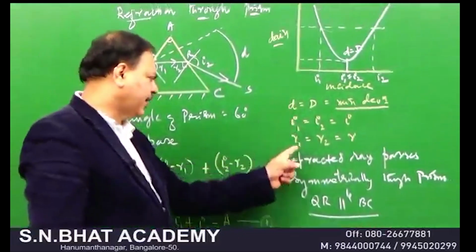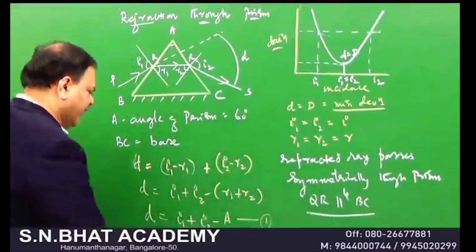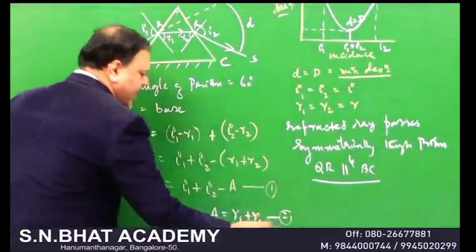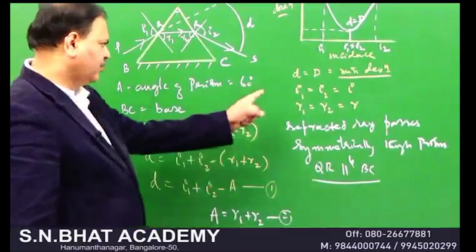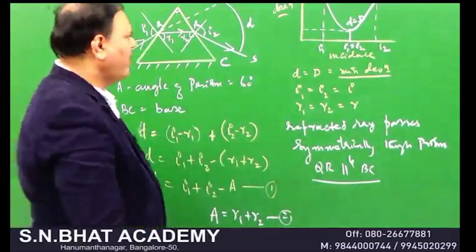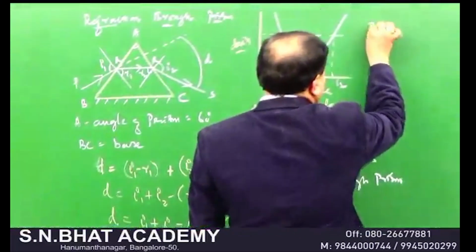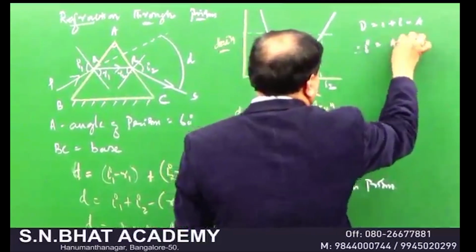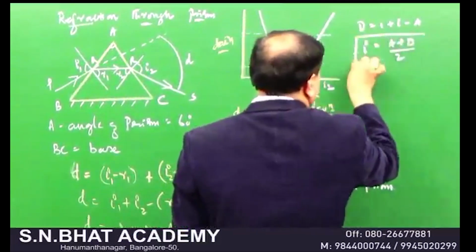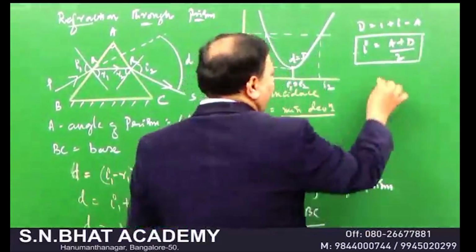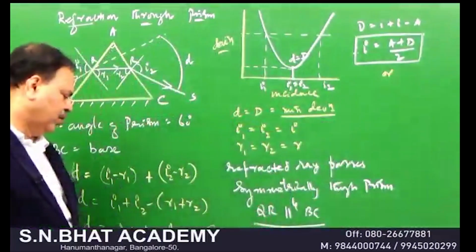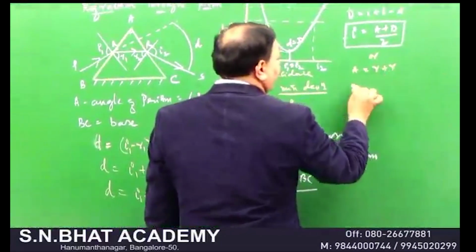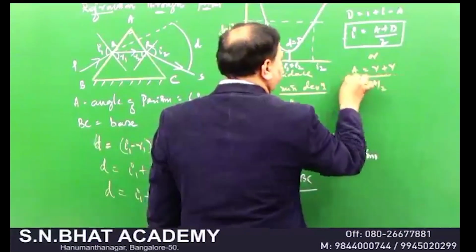Now substitute these values in this equation. Moreover, remember that the angle A is equal to R1 plus R2. Substitute these values of I and R in this equation. You will find that capital D is equal to I plus I minus A, and therefore I is equal to (A plus D) by 2. It's very important. And you substitute that value here also: R plus R is equal to 2R. So A is equal to R plus R, and therefore R is equal to A by 2.